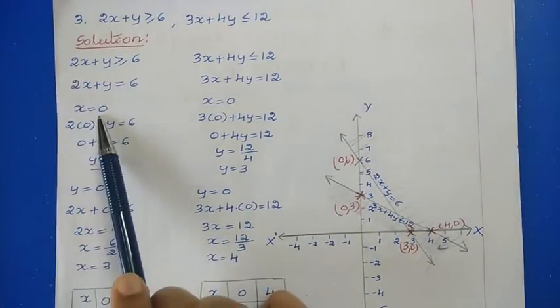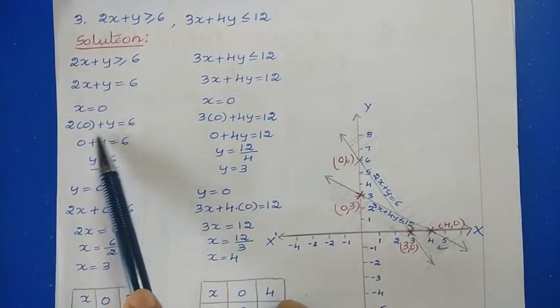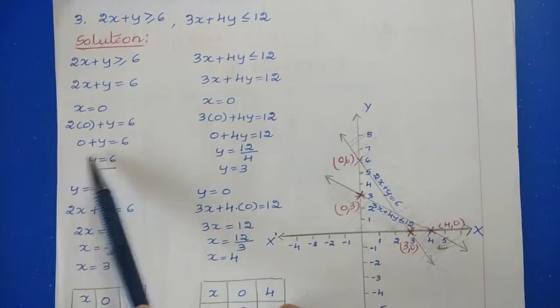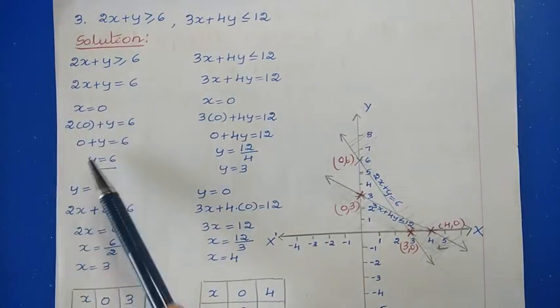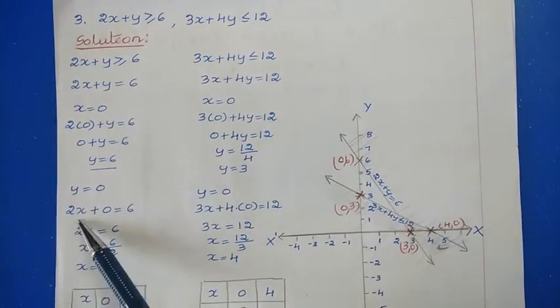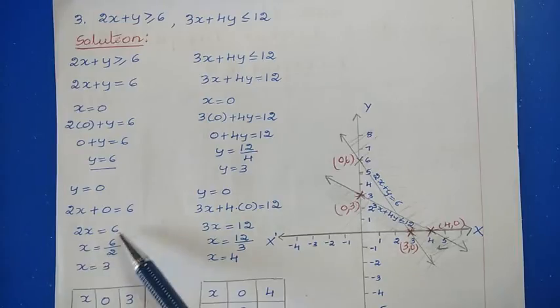So take x is equal to 0 here, we get 2 into 0 plus y is equal to 6. 0 plus y is equal to 6, that is y is equal to 6. Then next here put y is equal to 0 in this. So 2x plus 0 is equal to 6. 2x is equal to 6. x is equal to 6 divided by 2, that is x is equal to 3.